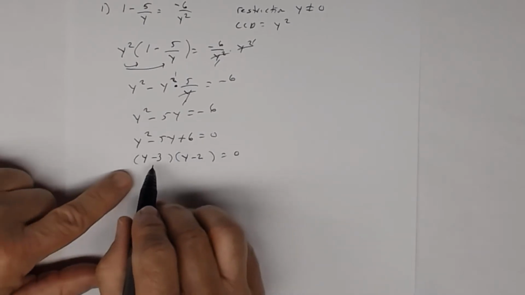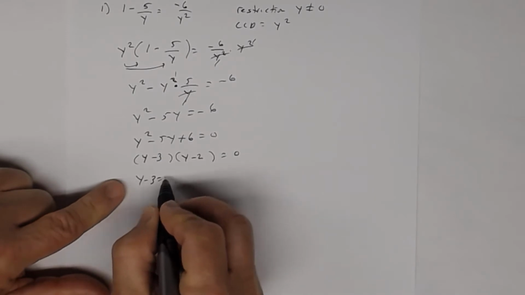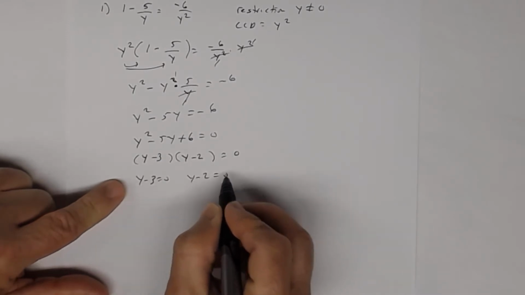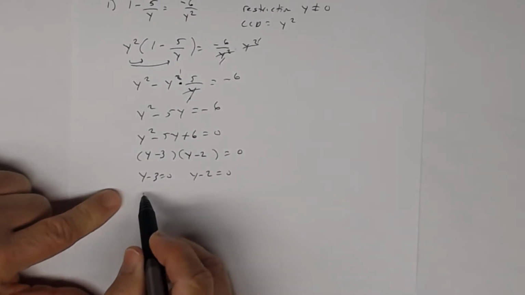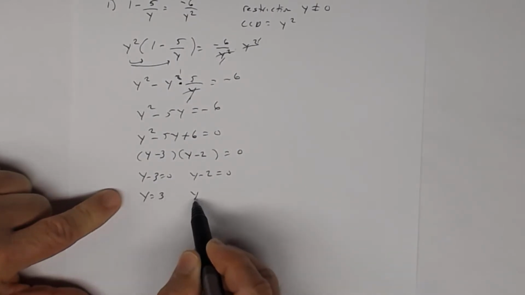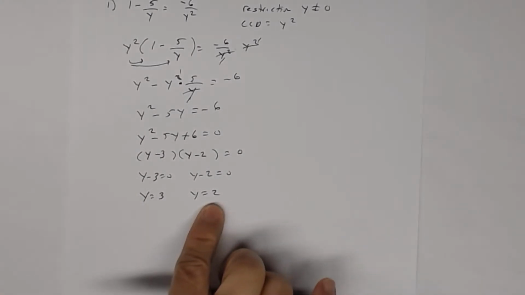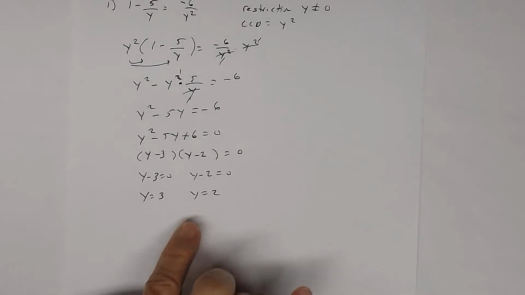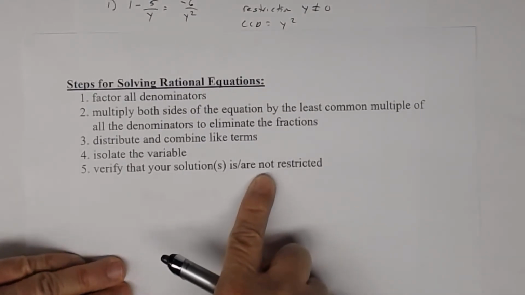And then remember, you're going to set each factor equal to 0. That's the zero factor property. So I get y minus 3 equals 0, y minus 2 equals 0. And then I went from a quadratic equation to two linear equations. And so here I get y to be 3, y to be 2. So those are your proposed solutions. Remember, you have to always check to see if any of your proposed solutions is a restricted value.